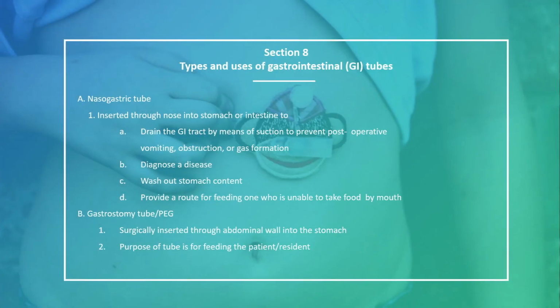Section 8. Types and uses of gastrointestinal or GI tubes. Nasogastric tube. Inserted through the nose into the stomach or intestine to drain the GI tract by means of suction to prevent postoperative vomiting, obstruction, or gas formation, to diagnose a disease, to wash out stomach contents, or to provide a route for feeding one who is unable to take food by mouth. Gastrostomy tube, or PEG tube, is surgically inserted through the abdominal wall into the stomach. The purpose of the tube is for feeding the patient or resident.